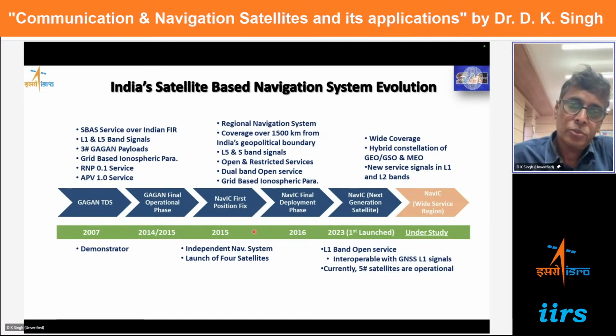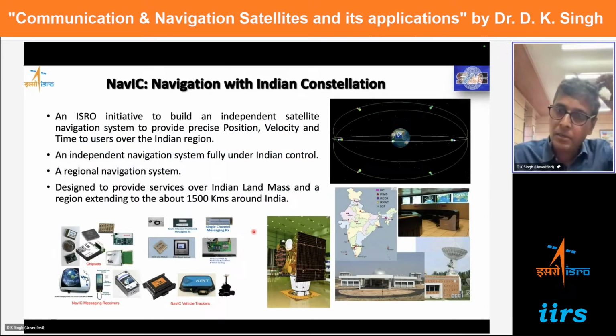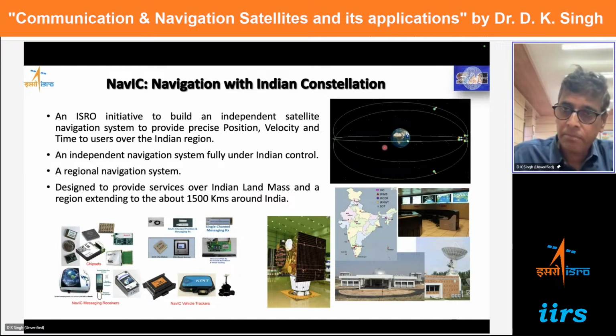We also provide the services on a similar frequency band to the one where the global systems are providing, so it is interoperable. Any receiver which is capable of receiving GPS can use the IRNSS signal also. Now this is the picture of the constellation of the 7 satellites, and these are the different kinds of receivers which were developed, and these are the different kinds of application equipment which can be used for vehicle tracking and so on.